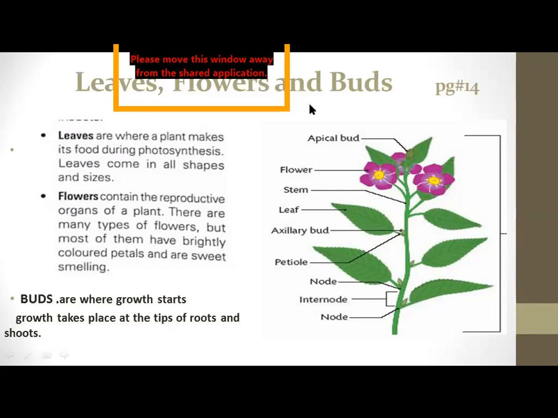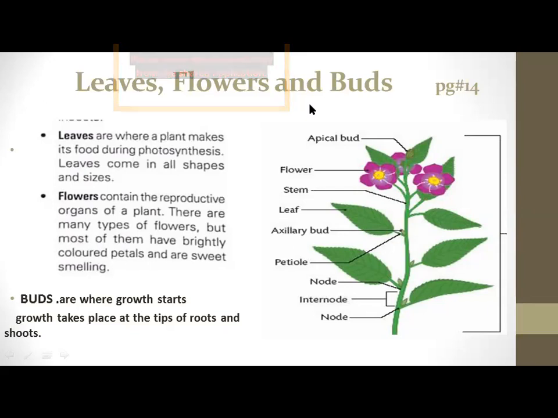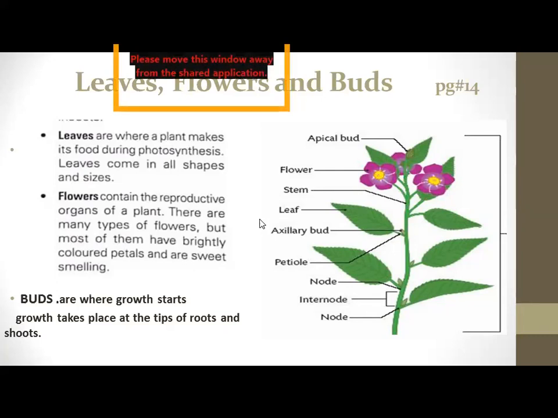There are many types of flowers. You can observe that millions of flowers exist on our planet. For example, the rose flower, the jasmine flower, the tulip flower. All of them are flowers, and you observe that each and every flower is quite different from other flowers. They have different colors, different sizes, and different shapes.